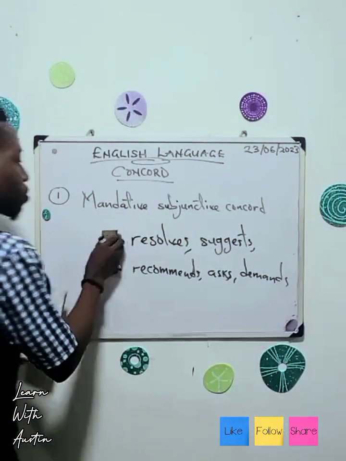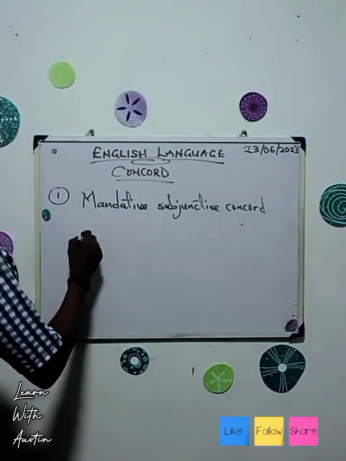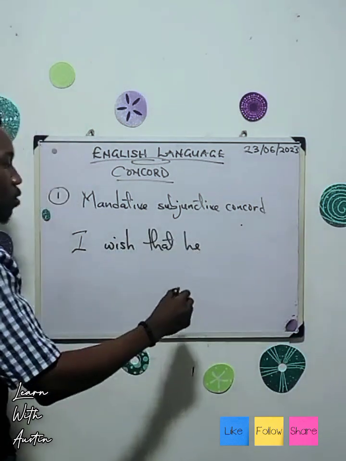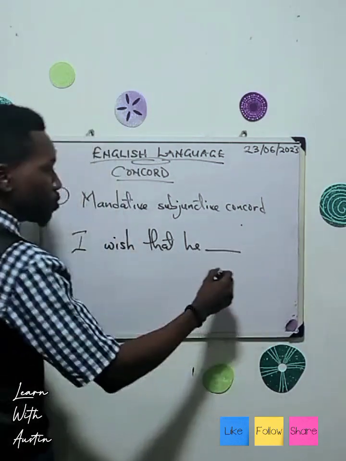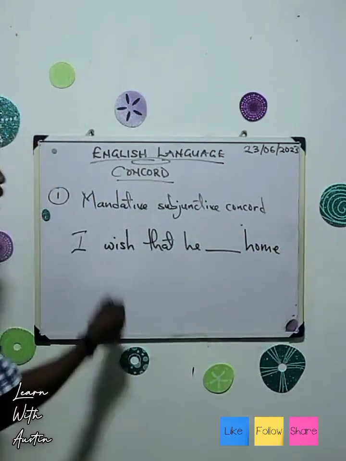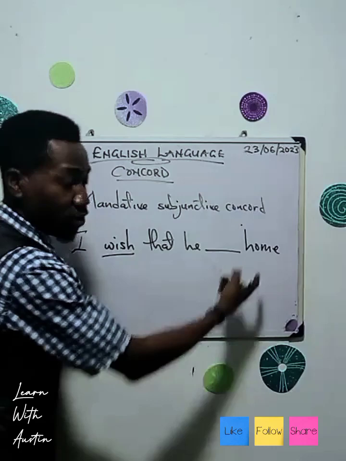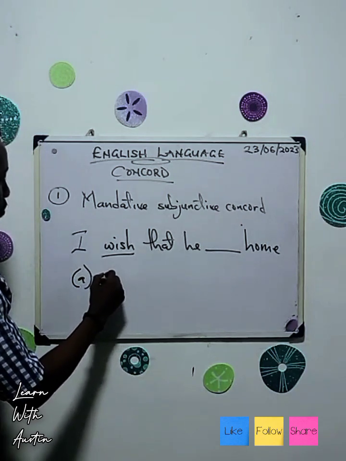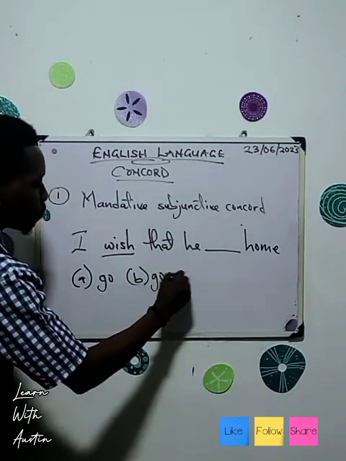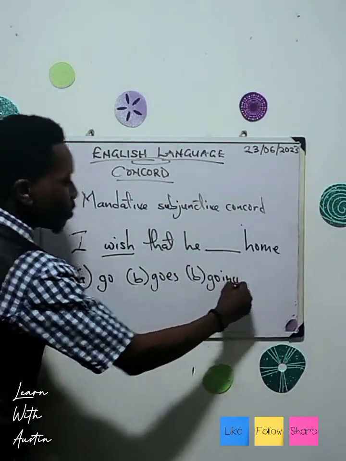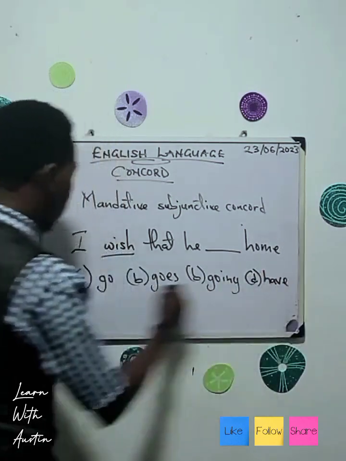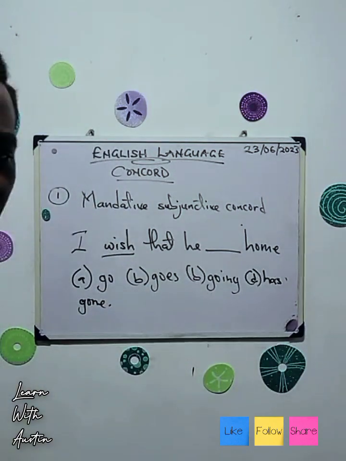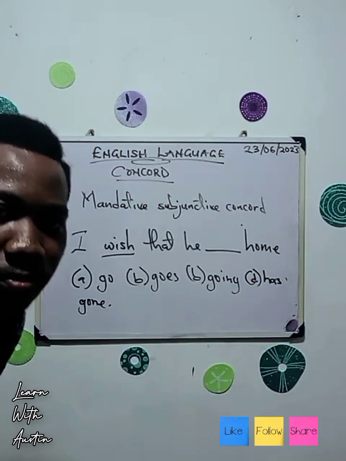Okay, now look at this one. So you have, I wish that he dash home. In this case we have the word wish. I wish that he dash home. Now the options we have are A, go, B, goes, C, going, and D, has gone. So what do you think will be the correct answer here? What will be the correct answer?